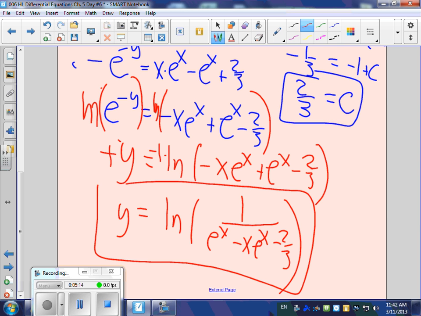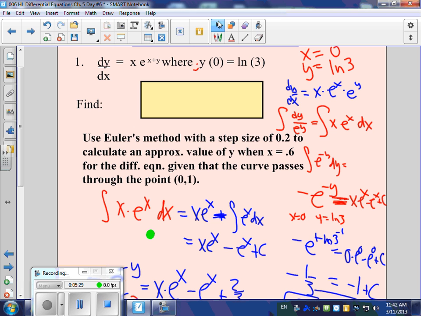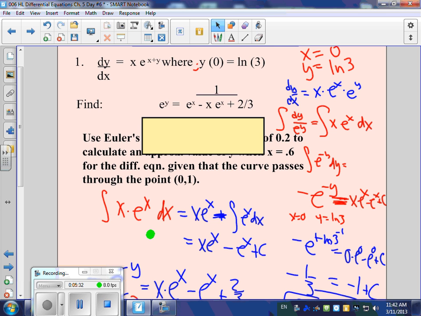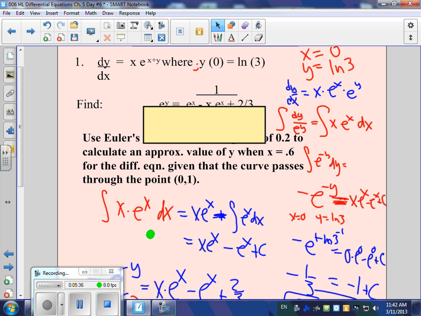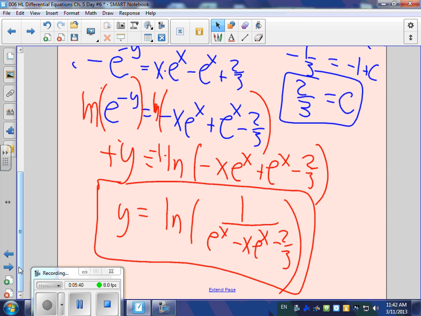This is the true equation for y, very well deserved when we get to that point. And if you look at my answer up here, I solved for e to the y, but it's the same thing. Okay? So this is solved for y.